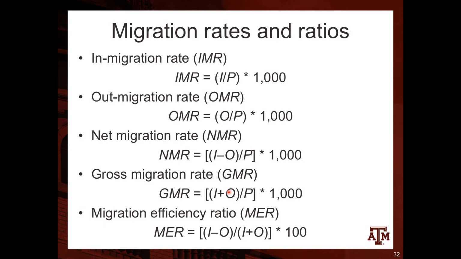So here we have some examples of migration rates and ratios that we can estimate. In the in-migration rate, we divide the number of in-migrants in a specific area by the population in that area and multiply by 1,000. The out-migration rate is the number of out-migrants in a specific area divided by the population in that specific area, multiplied by 1,000.